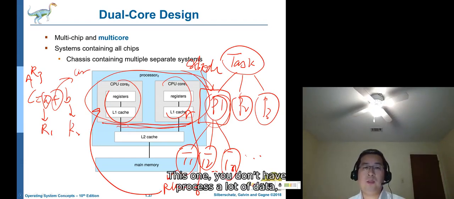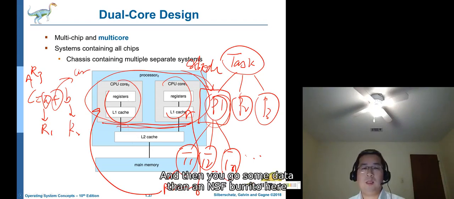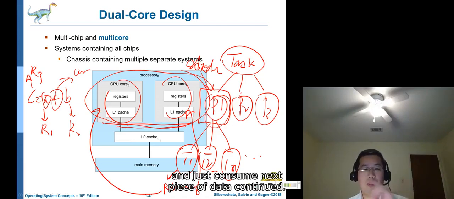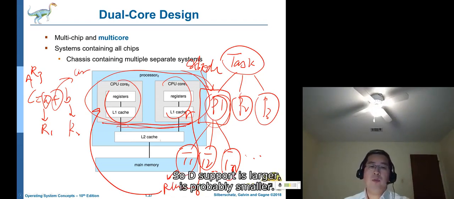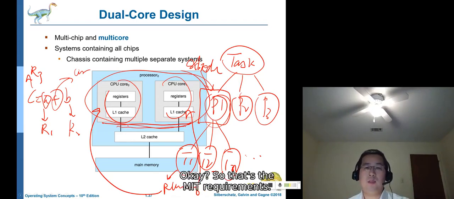This one you don't process a lot of data, but you may need to preload the data from main memory to the CPU system, correct? For the CPU processor system, for this processor 0, that means this one should be larger. After you finish, you temporarily save some data, maybe you need to perform a lot of operations, and then you get some data done, and then save back to here, and then just consume the next piece of data, continue. So this pool is larger, this pool is smaller, okay? So that meets our requirements, okay?